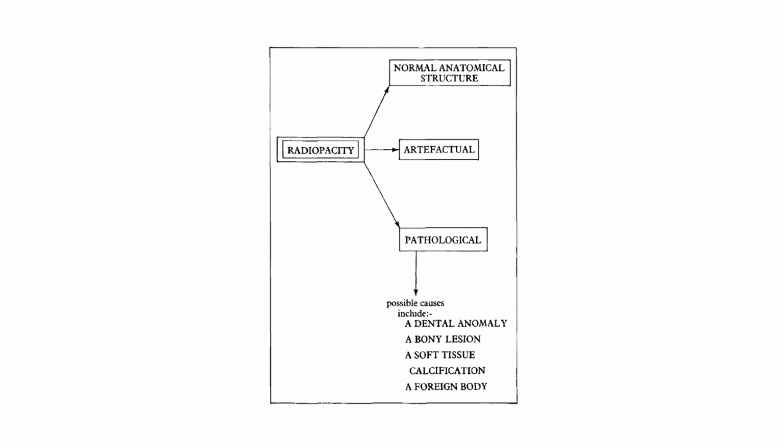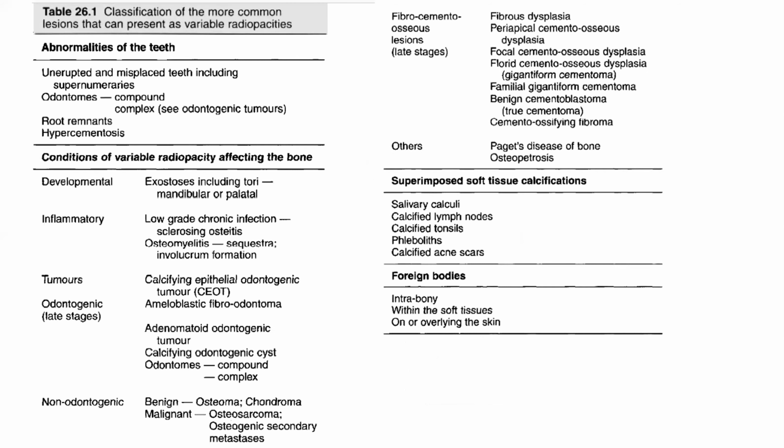So if it's pathological, we have to decide within which of the following major categories it should be placed: abnormalities of the teeth, conditions affecting the bone, superimposed soft tissue calcifications, or foreign bodies. So as we said, we have abnormalities of teeth, which can be unruptured or misplaced teeth, including supernumeraries, odontomes, which, as we know, can be compound or complex, root remnants, hypercementoses.